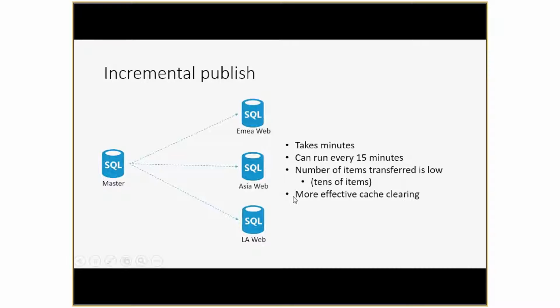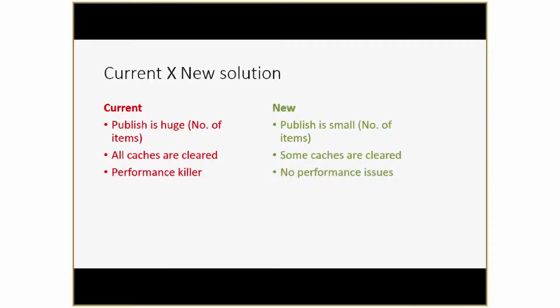And what is really important is what we have already implemented, and we are just starting it on a live environment on the Africa cluster: we are able to clear caches more efficiently. Comparing the current situation with Smart Publish, we are publishing a huge amount of items. Now we would like to publish just a small amount. All caches are cleared in the older version. Only some caches are cleared in the newer version, and this used to be a performance killer for us. Now we are awaiting that it won't affect the response times of the website.